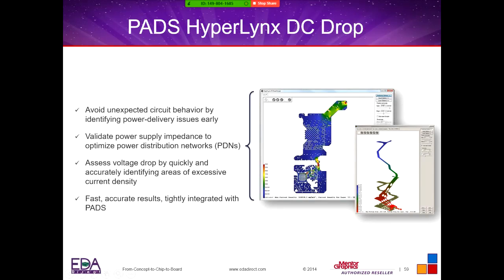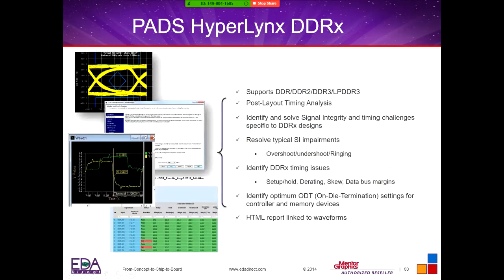We might want to add a little more copper in here so that we've got more of a flow so that our voltage doesn't drop at all. So that's what the DC drop tool is used for. There's Hyperlink's DDR 1, 2, and 3. If you're doing any kind of DDR analysis with those, you can resolve your SI impairments, check for overshoot or undershoot or any kind of ringing, or timing issues that you might have. And we can check all these out before we even start routing.